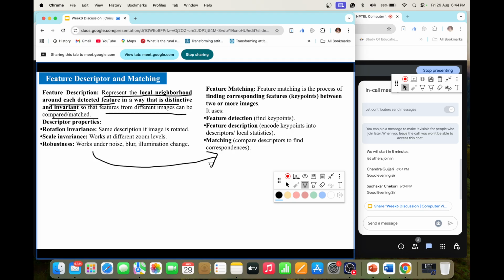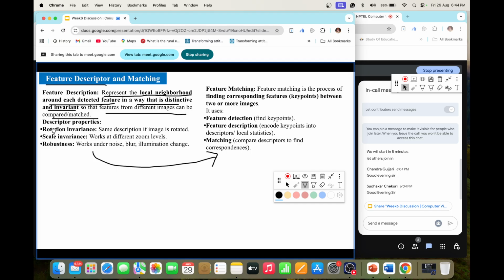So that is why it is important: not only the feature that you are detecting is important, but the local neighborhood around that feature is important. That is done by our feature descriptor. It represents the local neighborhood around each detected feature in a way that is distinctive as well as invariant. Two things are important: distinctive, as well as invariant.